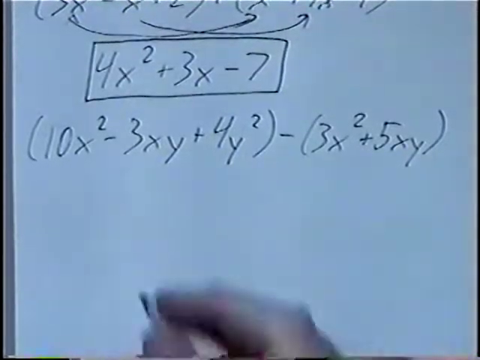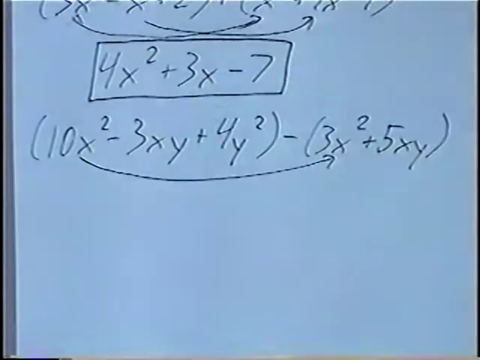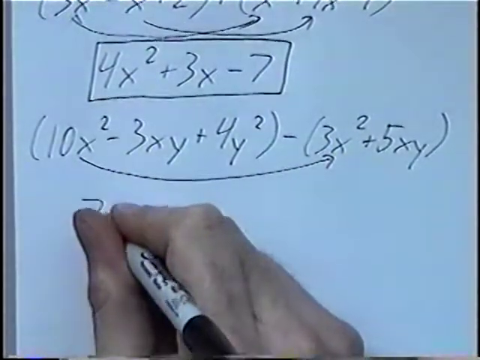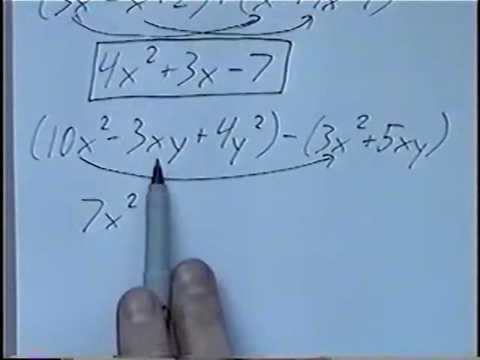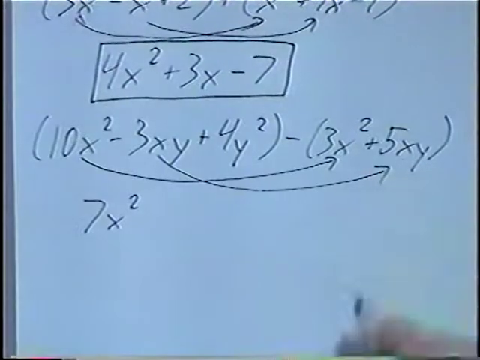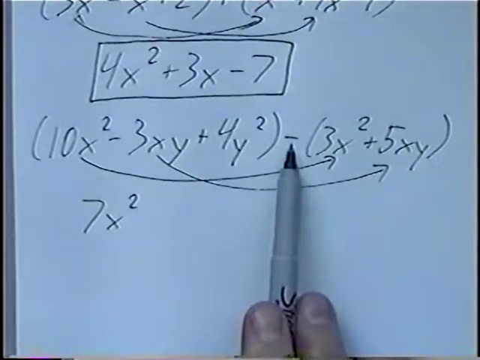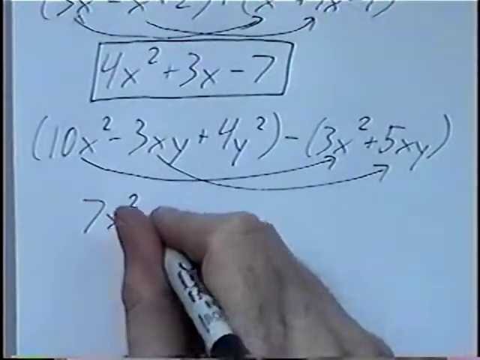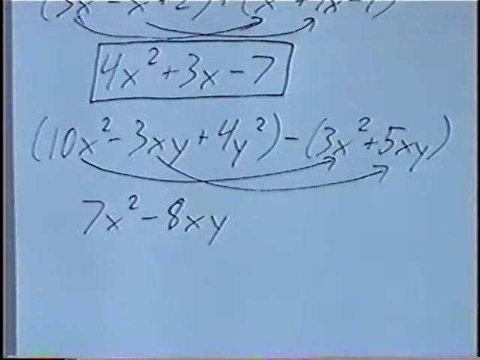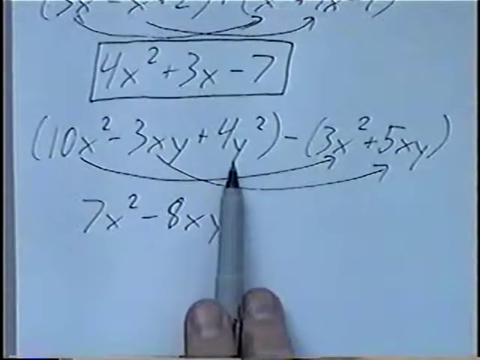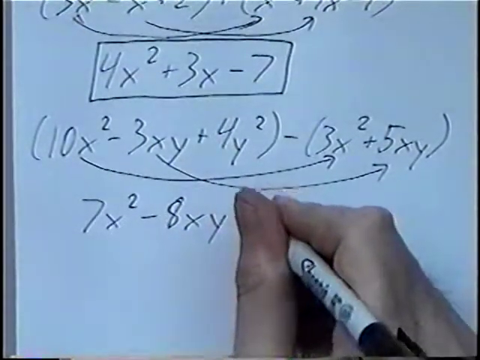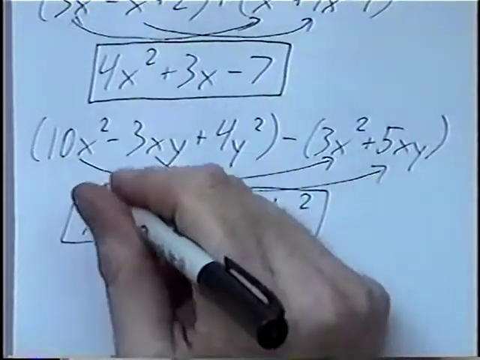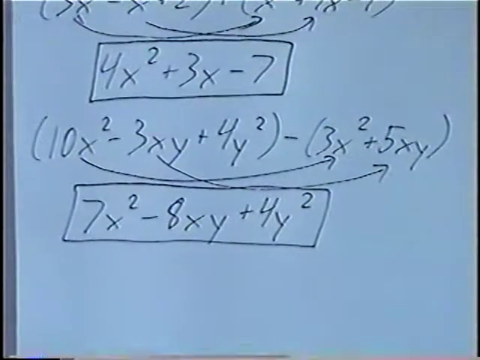Again, combining like terms. The x squared we can combine with the other x squared. 10x squared minus 3x squared would be 7x squared. The xy we can combine with the other xy. Negative 3xy minus a positive 5xy will be negative 3 minus 5, which will be negative 8xy. And the last term we haven't used, 4y squared. There's no other 4y squareds to combine with it, so it will stay the same, plus 4y squared. So our final answer is 7x squared minus 8xy plus 4y squared.